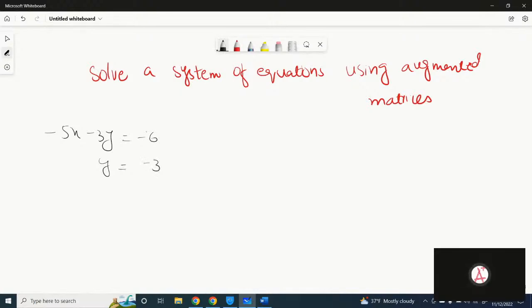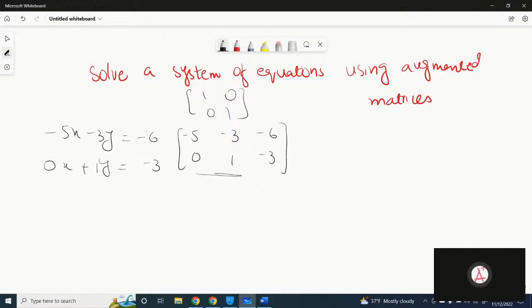So you don't have x in the equation, that means it is 0x. Got it? So the augmented matrix is negative 5, negative 3, negative 6, 0, 1, and negative 3. Got it? So basically, you have to apply different operations on this matrix to make it 1, 0, 0, 1 for the first two columns. Now the second row is already in 0, 1 form. Just make the first one. Here you have to make 1 and here you have 0.